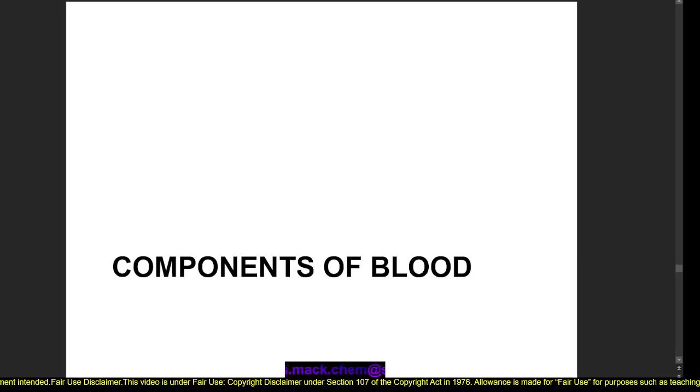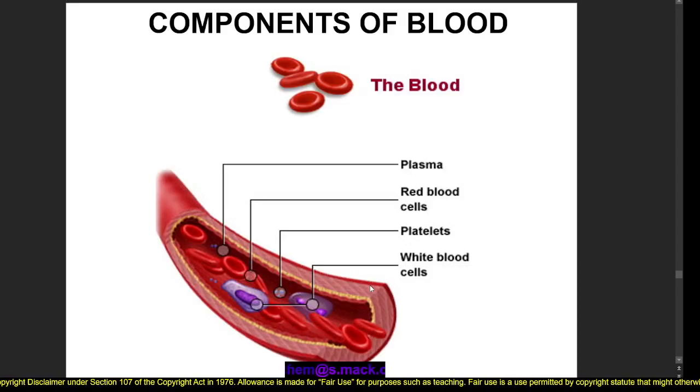Hi guys, in this video we are going to look at the composition of blood. In simpler terms, we are going to define what are the major components of blood. We're looking at the diagram seen on the screen, and from the diagram we're going to take down a short note, which is what are the major components of blood.